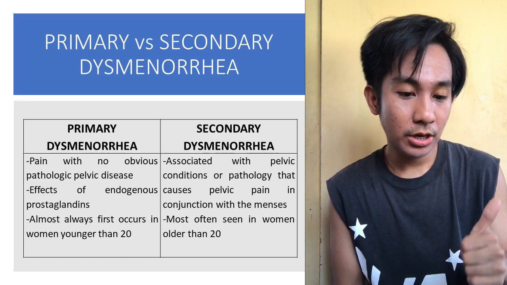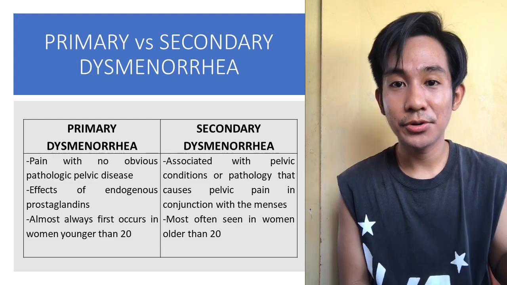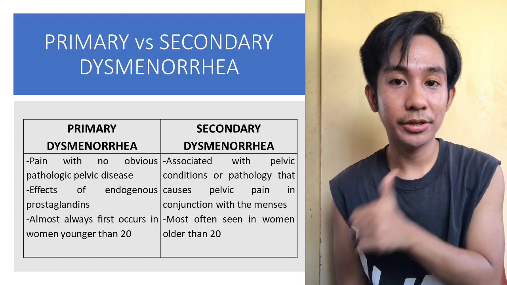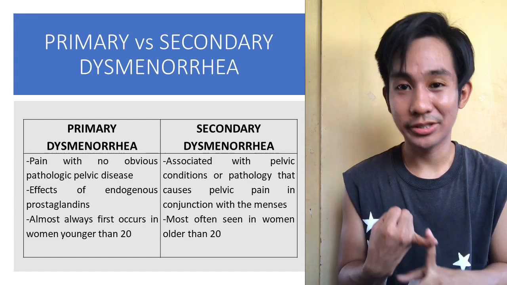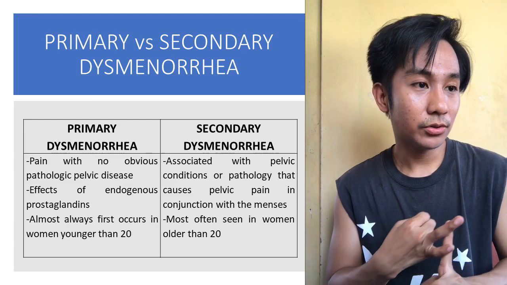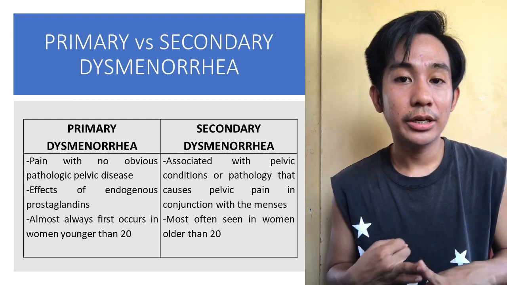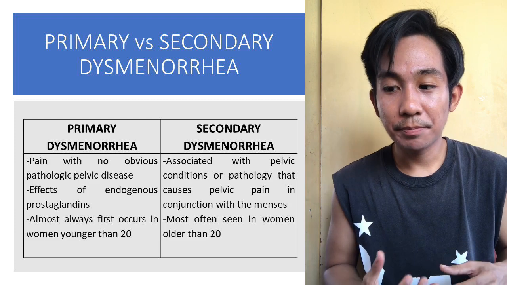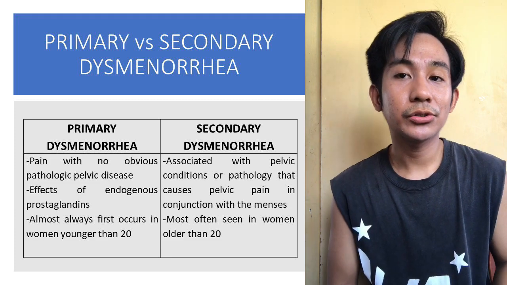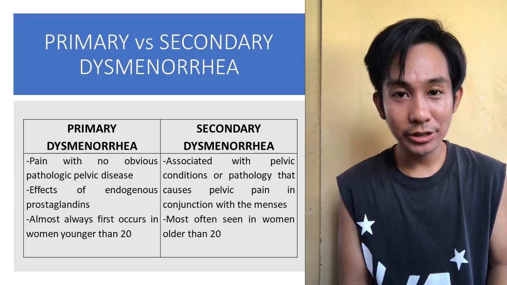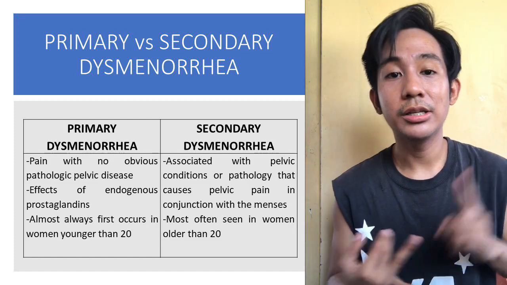But definitely, in terms of pelvic pathology, primary dysmenorrhea has no pelvic pathology involvement, as compared to secondary dysmenorrhea, which involves a pelvic pathology, which could be gynecologic or non-gynecologic. And why is there no obvious pelvic pathology for primary dysmenorrhea? It is because the pain and the other manifestations experienced by the patient are because of the effects of the products of arachidonic acid metabolism, like prostaglandins and leukotrienes.